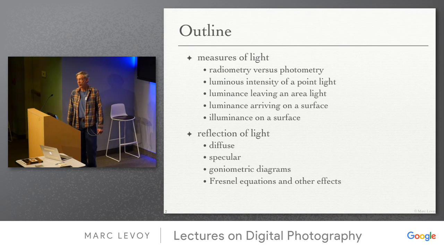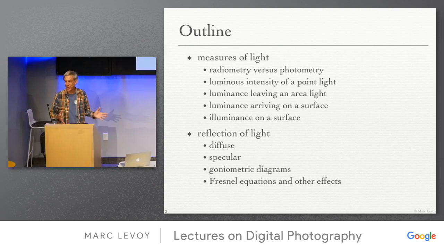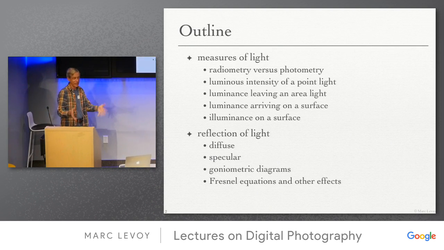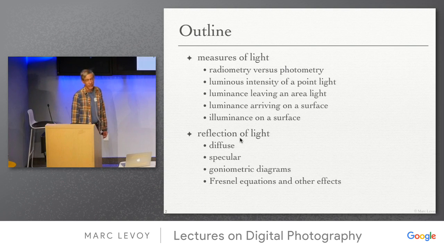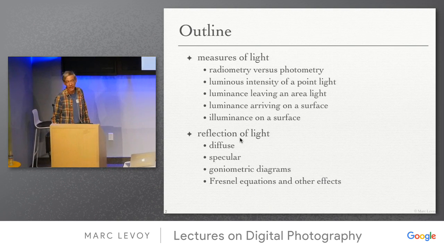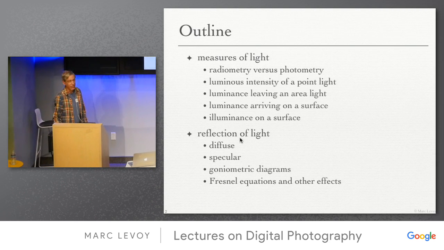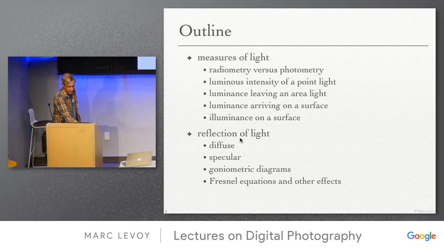We'll talk about different ways to measure light. This is a confusing topic because they differ only in the units, but they differ very fundamentally in their meanings, and we'll talk about all of them. And then we'll talk about light reflected off the surface and the different modes of reflection, because some of them, again, have photographic implications as well.